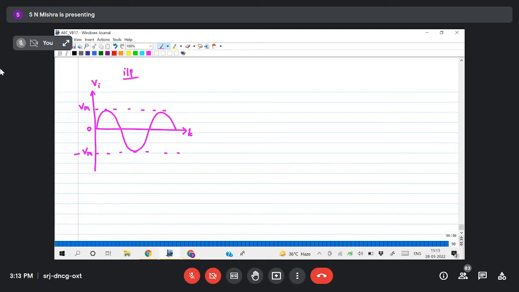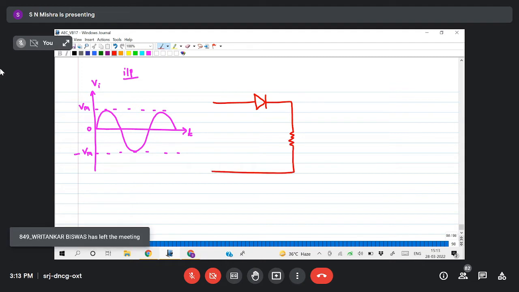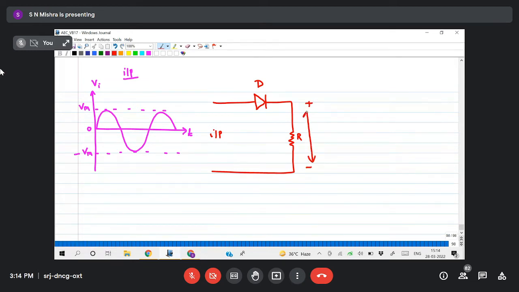Now what is the circuit? I'm giving the input to this circuit. Very simple circuit. Already we have discussed this one, but I have given another name. So here I am giving the input where the diode is connected. This is the RL or R. Let us take only R. And here is the output voltage. So you have to find the output voltage and draw the output waveform. This is the question.